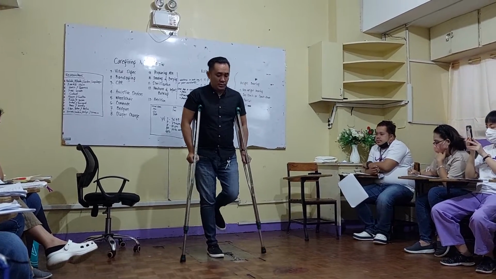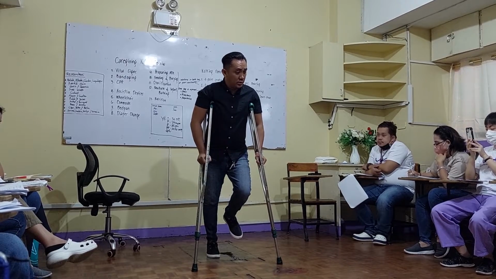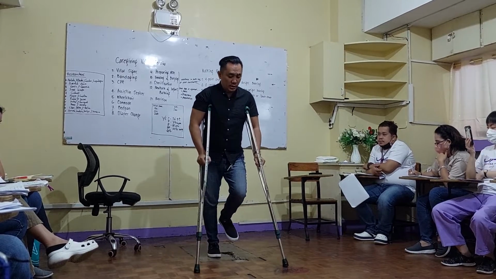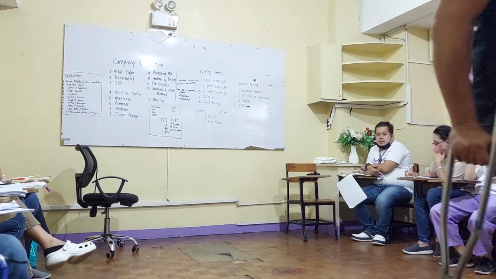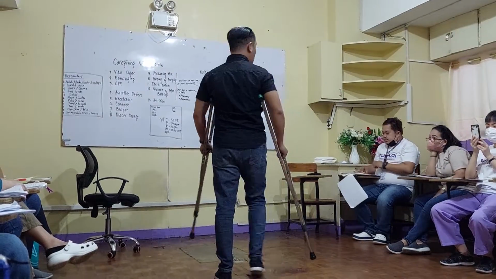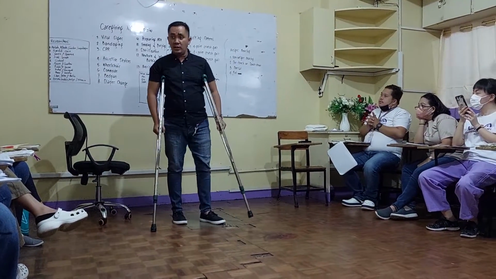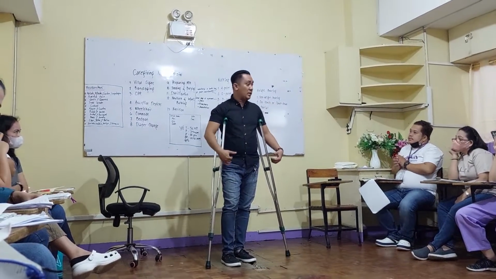Okay? This is how the patient walks. So move forward your crutches together with your injured leg. Then move forward your good leg. So this is how the patient walks using 3-point crutch. It's the most common walking pattern you will see in real life. Right? Have you seen people who are using crutches?